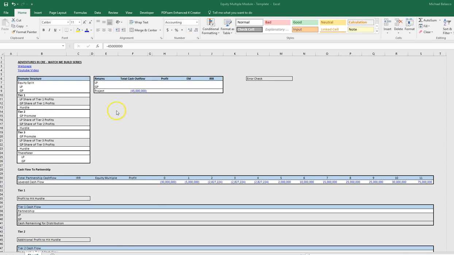All right, so the first thing is we have the equity split. We're going to do 90% to the LP, and then we are going to do 10% to the GP. And so it's a very basic formula, just really 1 minus percentage. That way, as you're going forward, you can just change the LP line, and the GP will change accordingly.